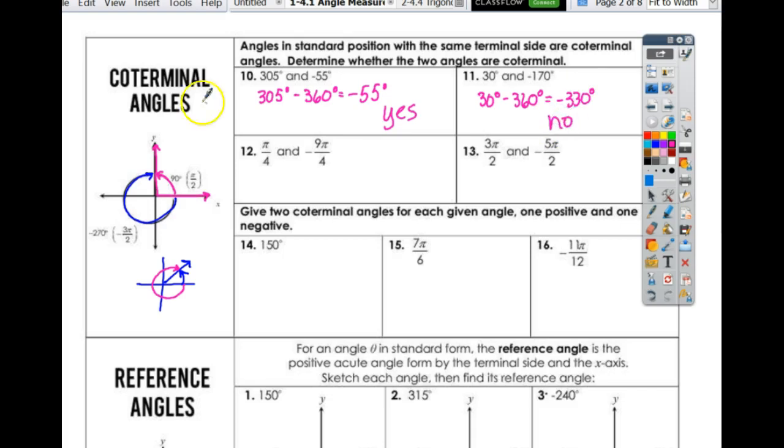So for this one, I subtracted 360. What am I going to subtract here? I'm going to subtract 2 pi because that's the same as 360. So if I have pi over 4, I want to subtract 2 pi, but it has to be over 4. So I have to double the 4, and I get 8. So pi over 4 minus 8 pi over 4 gives me negative 7 pi over 4. So are those the same? No.